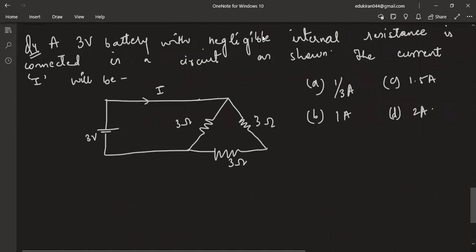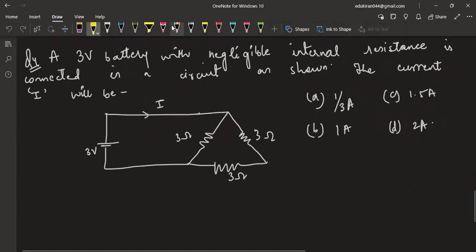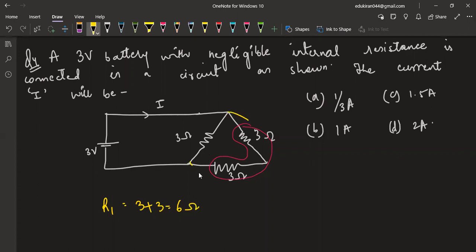So only two students have attempted it correctly, Alia and Anna, right? See, these two are connected by a single wire when there isn't any breakage. So it means they are connected in series. So R1 will be 3 plus 3, which is 6 ohms. Now instead of these two, this is connected in this way, 6 ohm. So you can notice this 3 ohm and 6 ohm, they are connected in parallel.